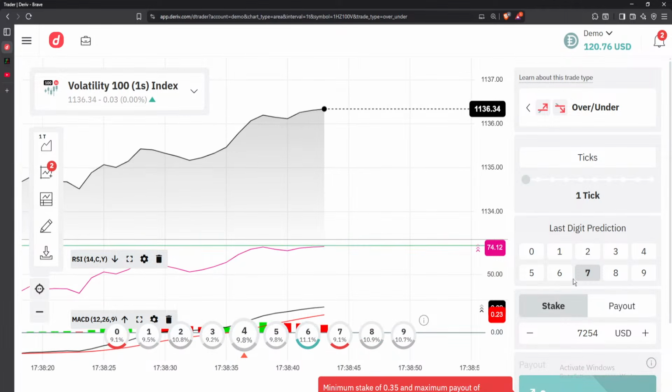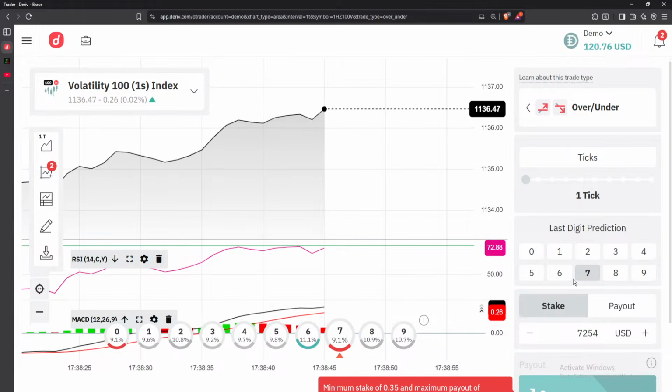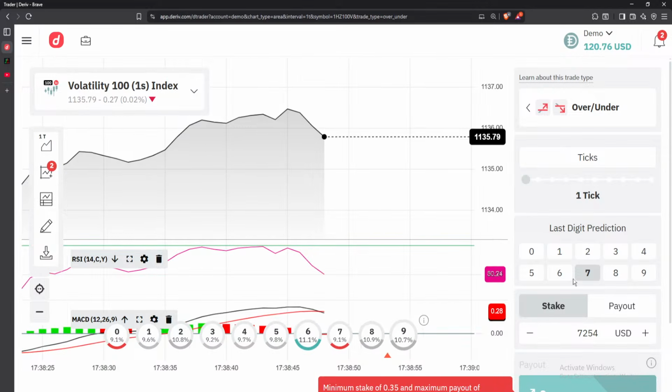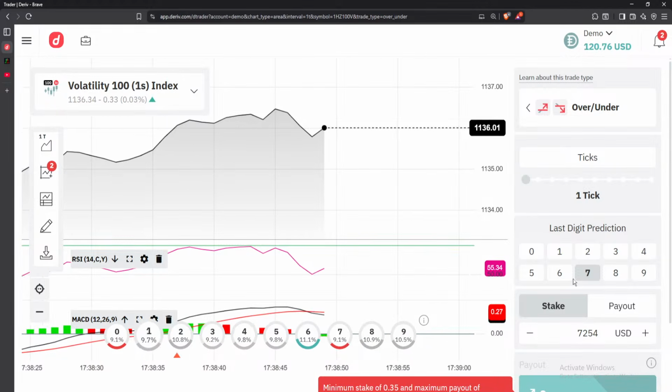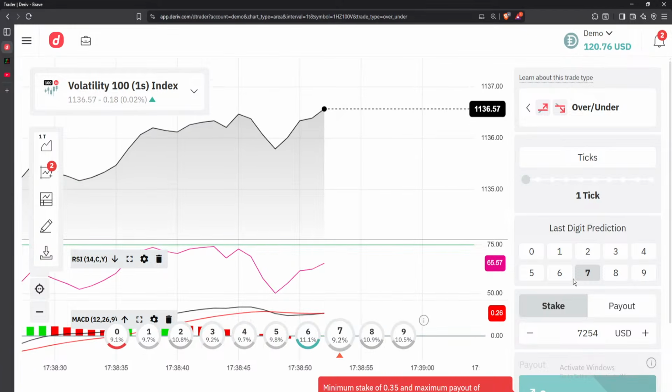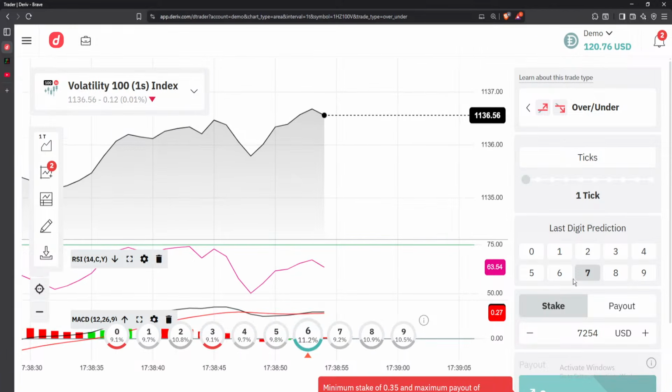The entry point, as I've said, if you're using a bot and you're trading over 2, once you see all the conditions have aligned perfectly, go to your bot, set it up, and run it. Do not do any timing if you're using your bot.